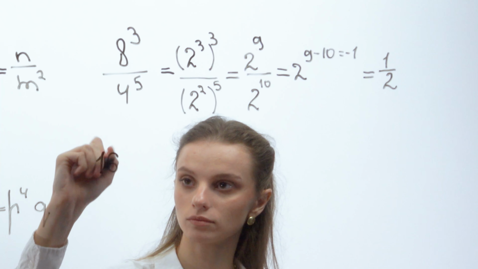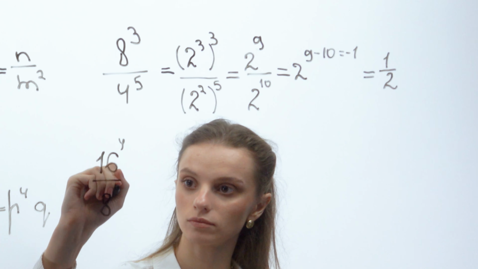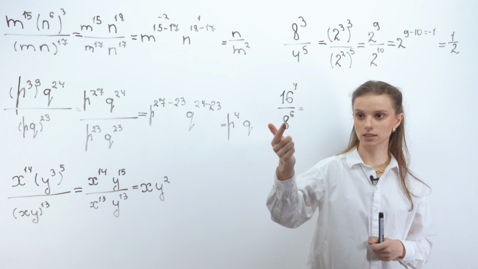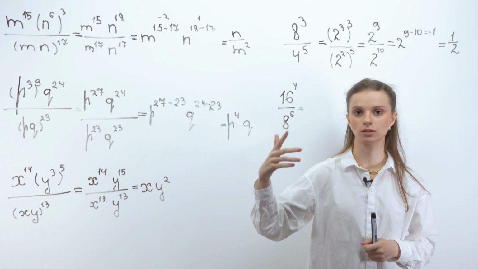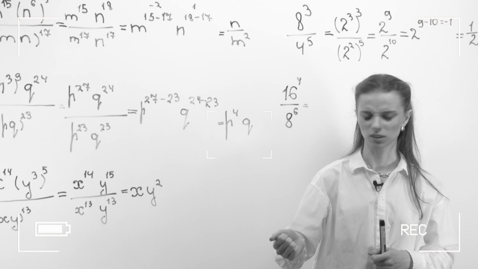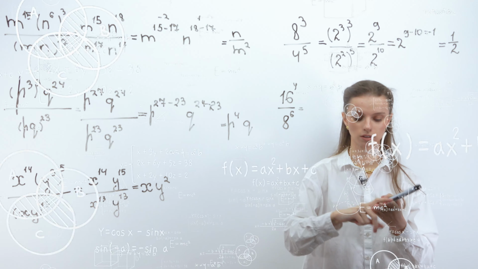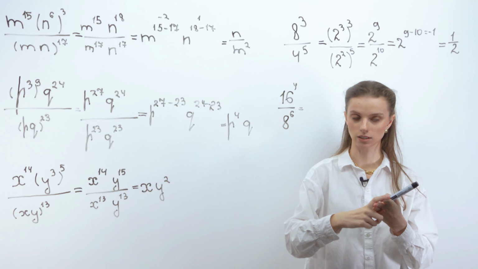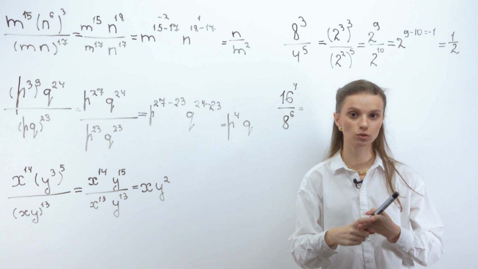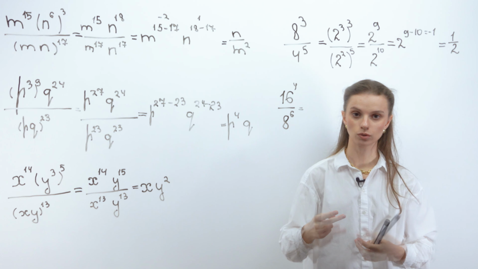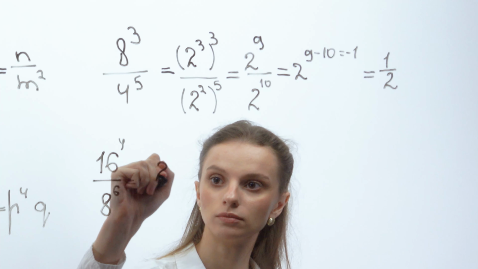I have 16 to the 4th power over 8 to the 6th power. I recognize that 16 and 8 are powers of 2. Like 2 times 2 times 2 will give you 8, and times 2 will give you 16. So 16 is 2 to the 4th power, and 8 is 2 to the 3rd power.